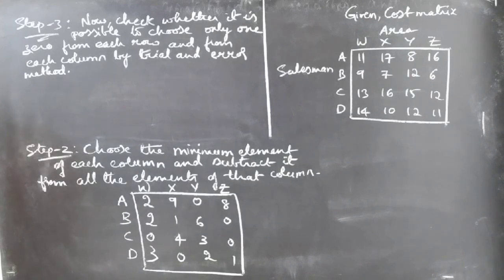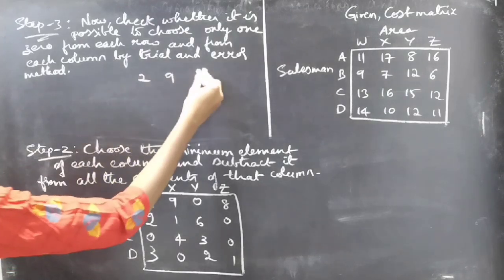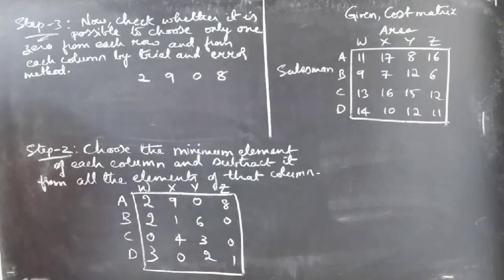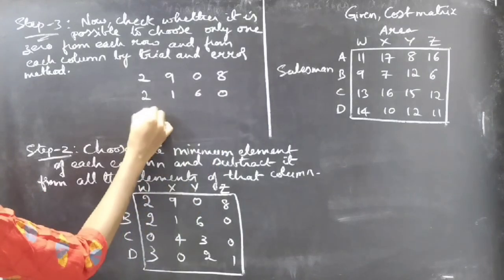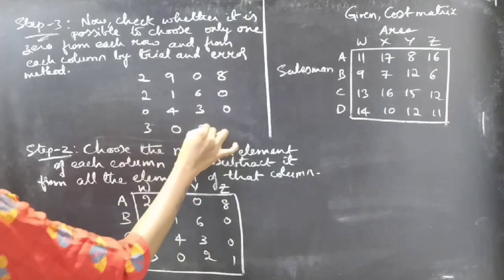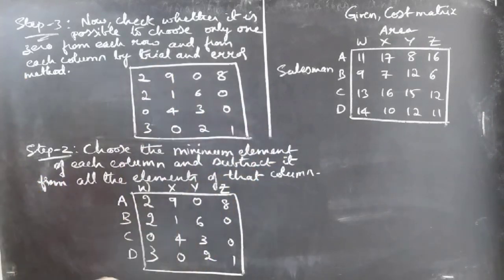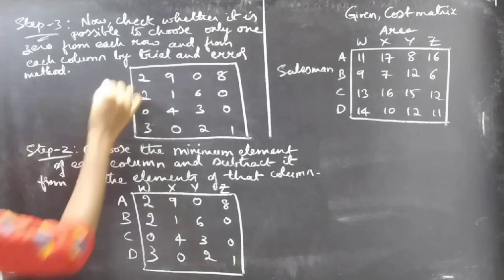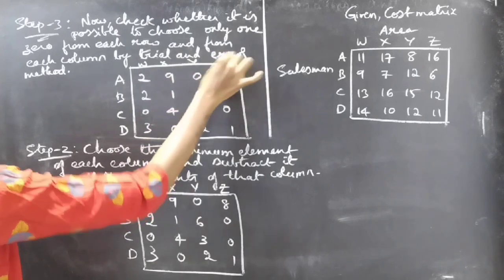Now let's try to make the assignment by picking only one 0 from each row and each column. Okay, let me write the matrix, that is the reduced matrix. 2, 9, 0, 8; 2, 1, 6, 0; 0, 4, 3, 0; 3, 0, 2, 1. We'll always choose a single 0. Okay, rows A, B, C, D, columns W, X, Y, Z.